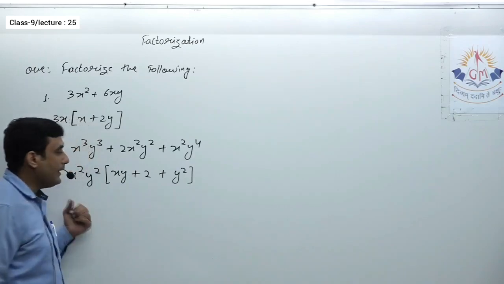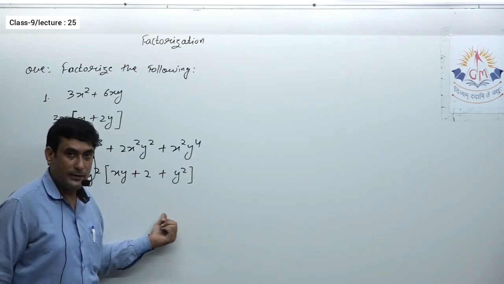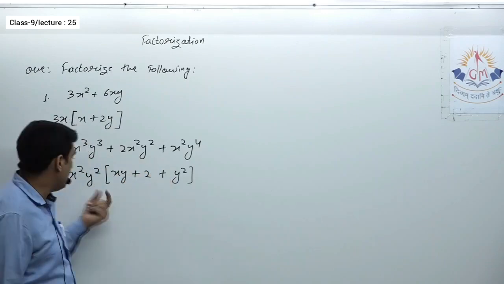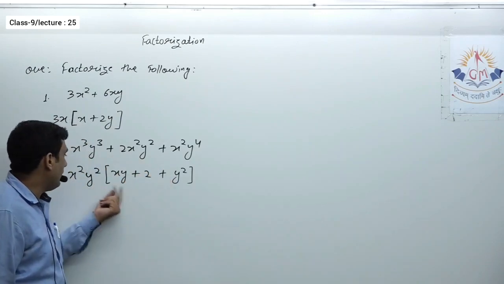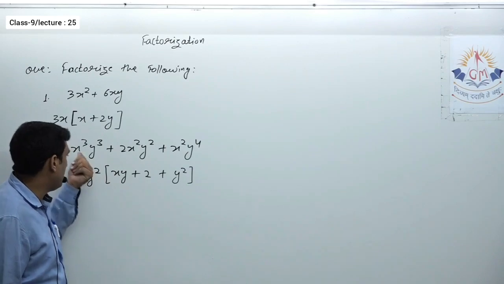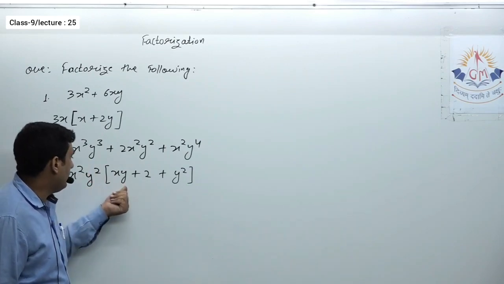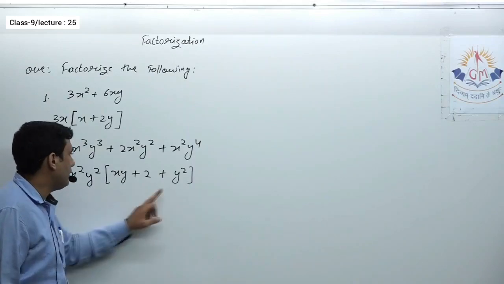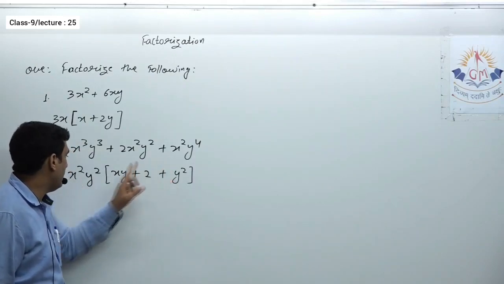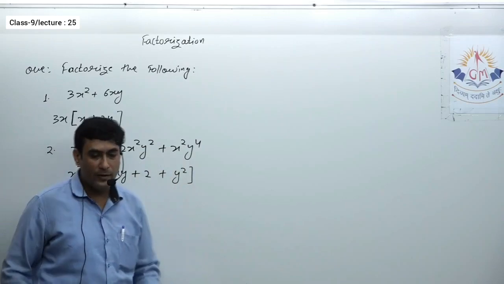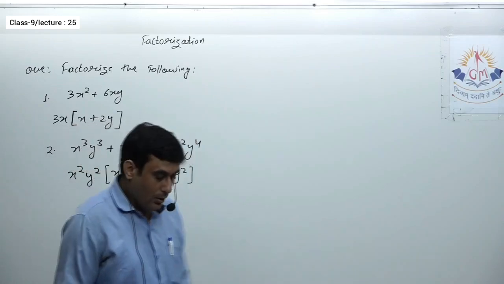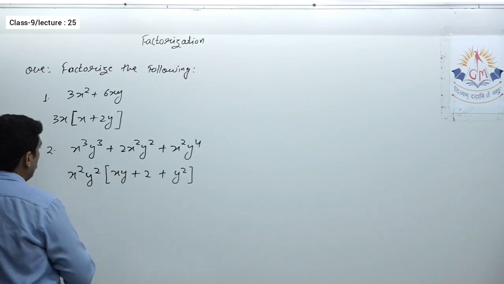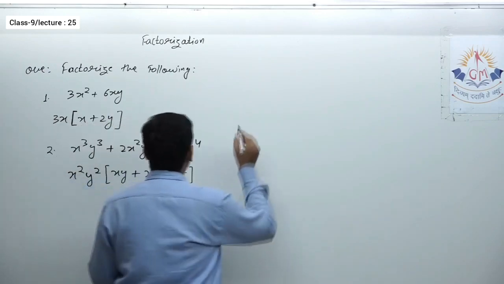Okay, now again if you want to recheck, that means if you multiply these two, you should get this. So if you want to check this, check x square y square. This gives you x square into x, that is x cube, y square into y is y cube. Over here 2 times x square y square, and over here x square as it is, y square into y square is y raised to 4. Okay, so in that way we can take the common to find the factors of the given expression.